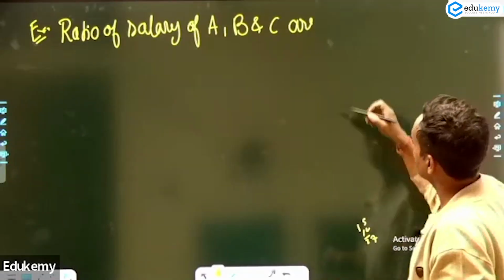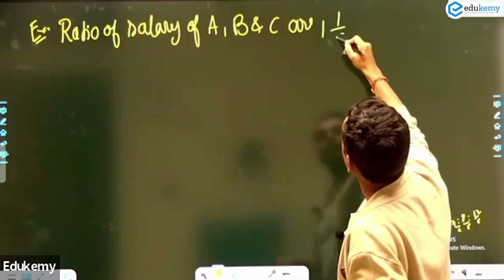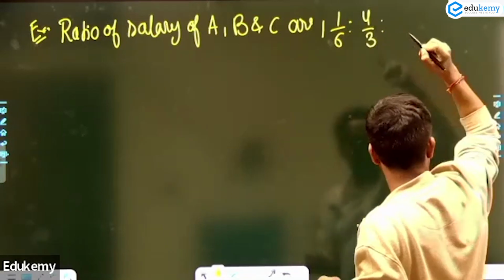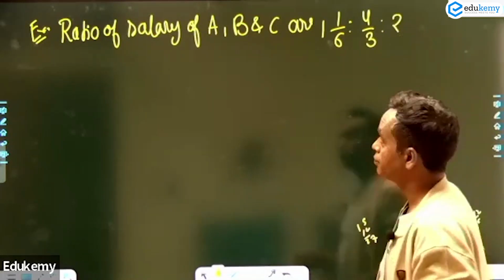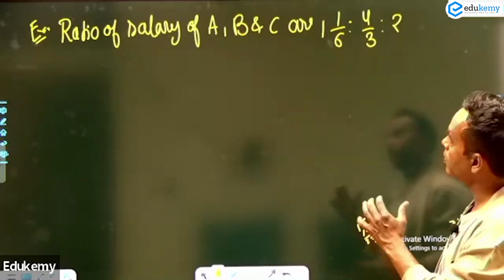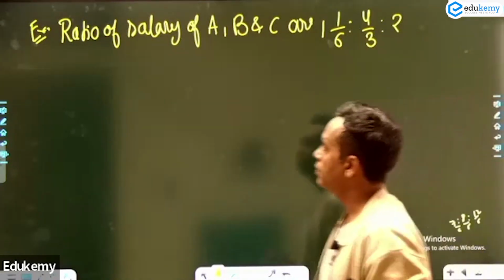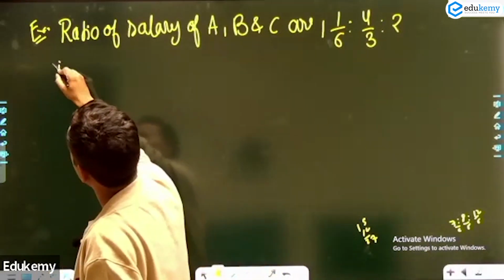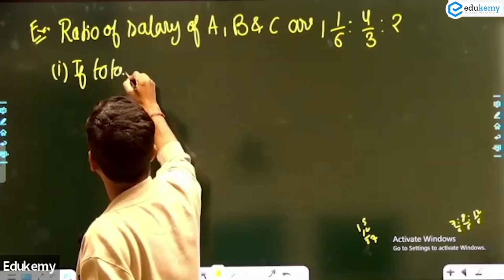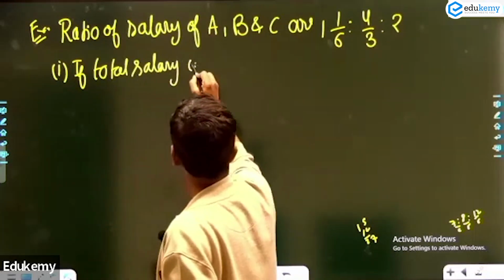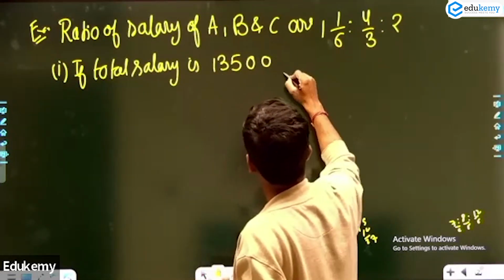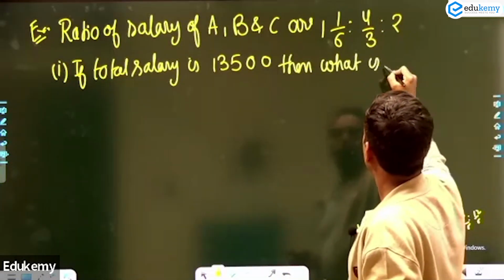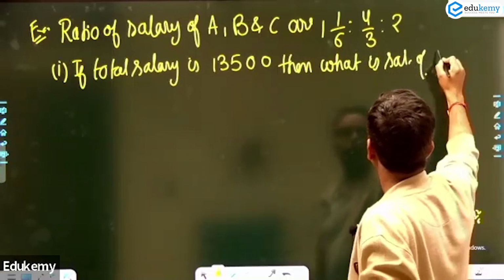The ratio of salaries is 1 upon 1 by 6 ratio 4 by 3 ratio 2. This is the ratio of salary of A, B, C. Now you have to solve some basic questions. First, if the total salary is 13,500, then what is the salary of B? Chaliye, solve this question.